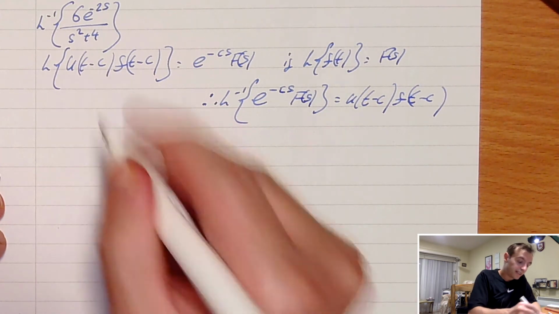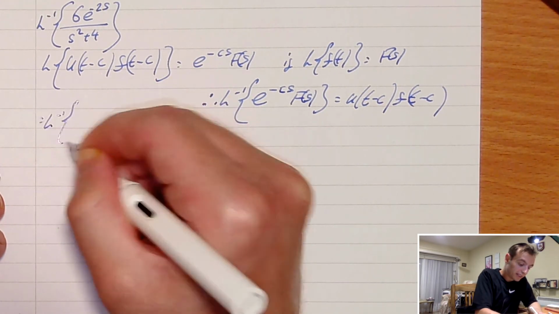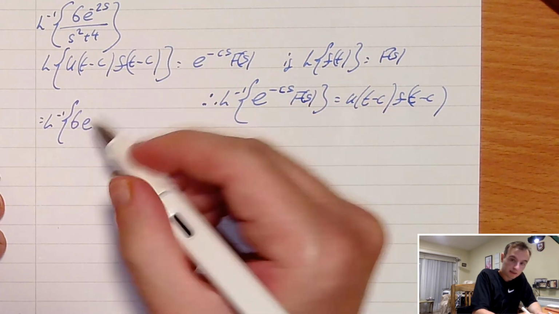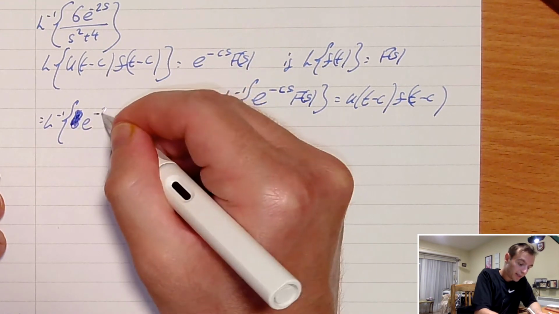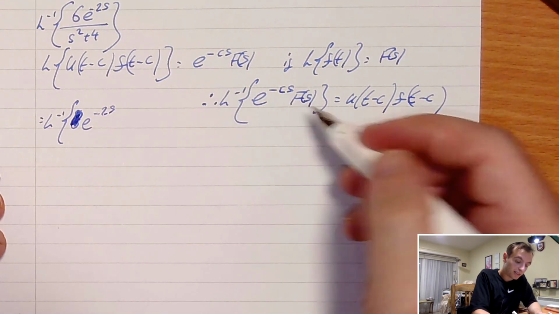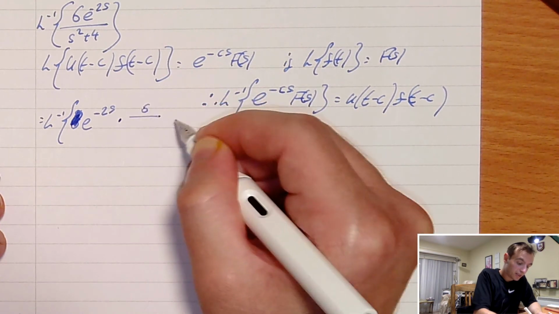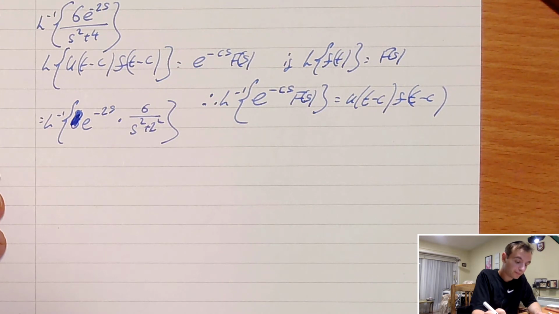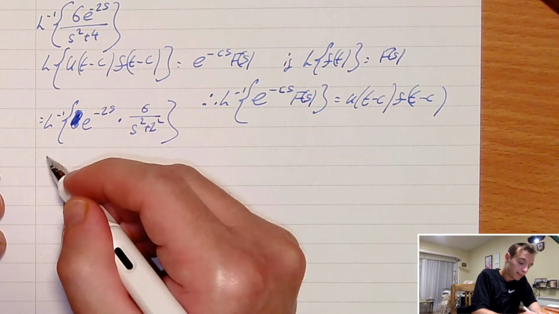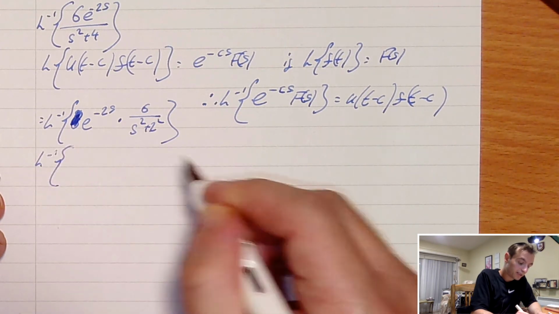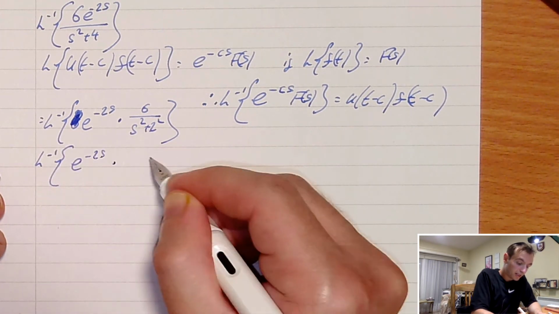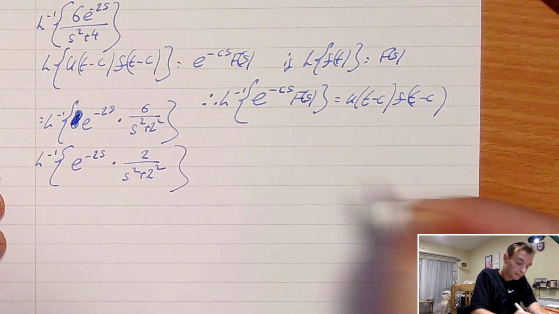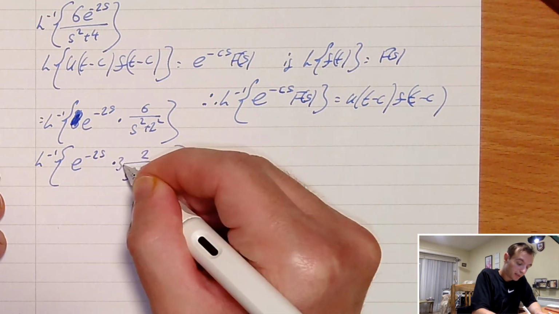So over here, let's just rewrite that in a little bit more friendly terms. We can say that's going to be 6e to the minus 2s, so we get it in this form, e to the minus 2s, and then F(s), 6 on s squared plus 2 squared. And now what I'd like to do is take the inverse Laplace transform of e to the minus 2s dot 2 on s squared plus 2 squared, and that's going to be times by 3.